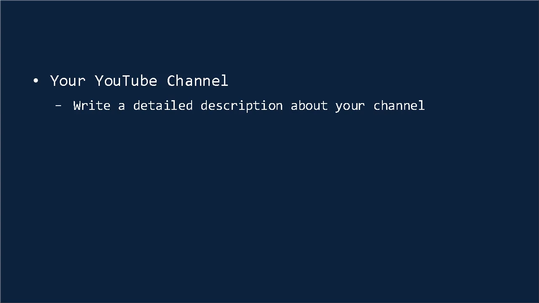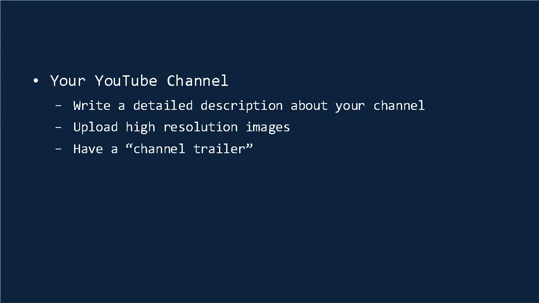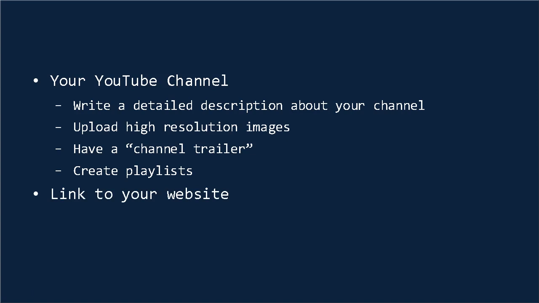Some things to do here include writing a detailed description about your channel, uploading attractive high-resolution images, having a channel trailer. Now, this is a video that welcomes new visitors to your channel and explains what your business is all about, and creating playlists to show curated content in categories on the page. You should also make sure that you link to your website from your YouTube account and that you connect to your Google Plus account. You should also include links to other social media channels too.